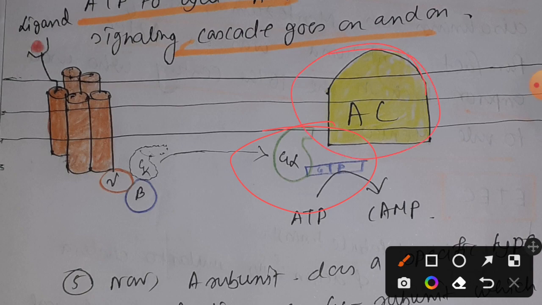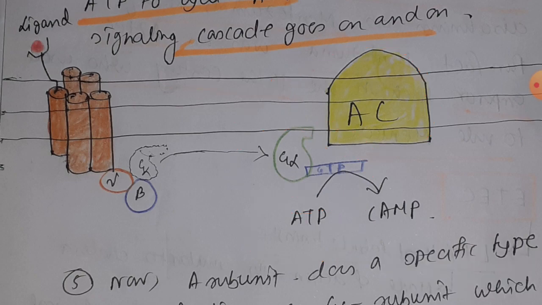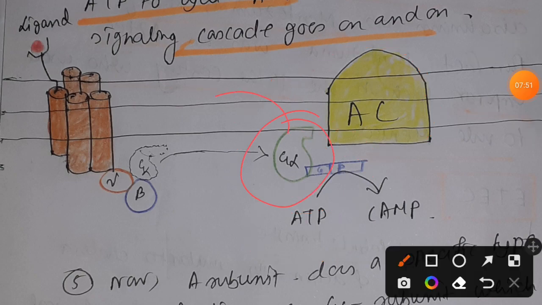Now, when G alpha has GTP, it is fully activated, and it will in turn activate adenylate cyclase. After being activated, adenylate cyclase will convert the ATP molecules present inside the cell into cyclic AMP, until it is inactivated. After a certain time, G alpha goes back to its inactivated state, and in the inactivated state it will have GDP. So this is the normal situation.